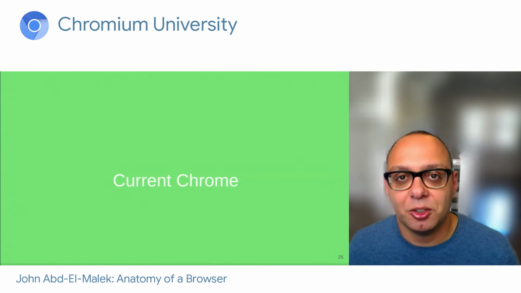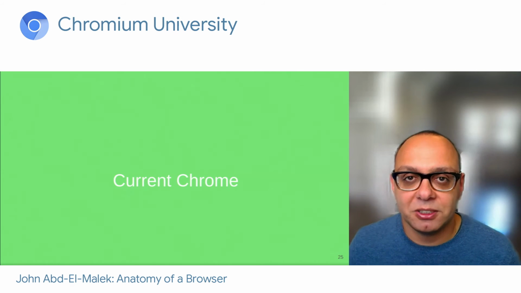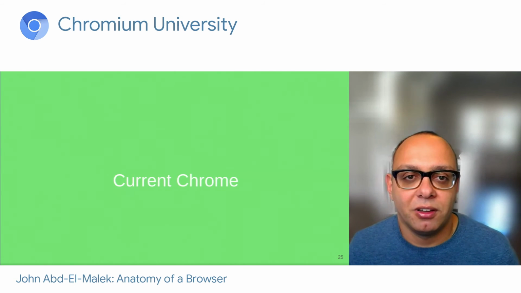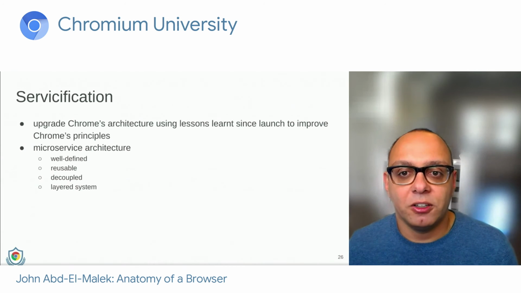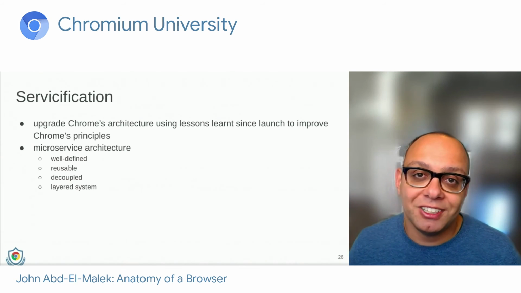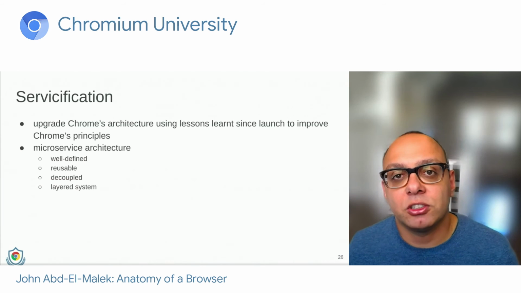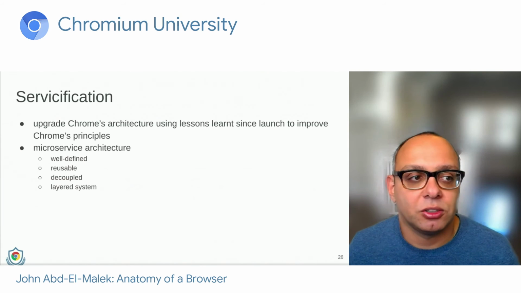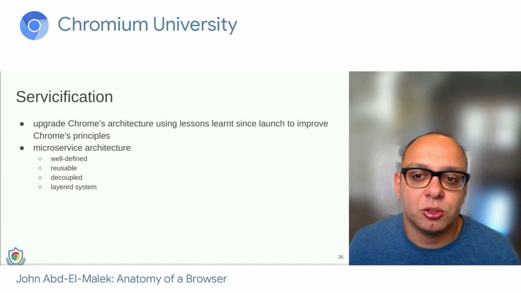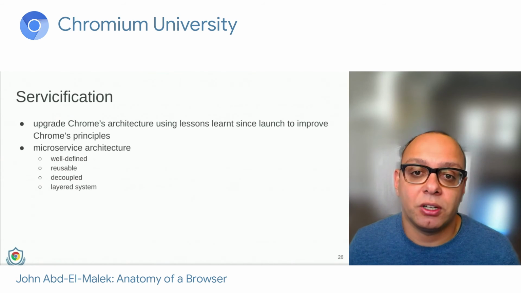Now, how does current Chrome look from all these improvements I've described before? A large project was something called Servicification. The motivation here is, as Chrome expanded across many more platforms that we never foresaw in the beginning, we encountered limitations in our architecture. So Servicification was a project to move code to a microservice architecture.